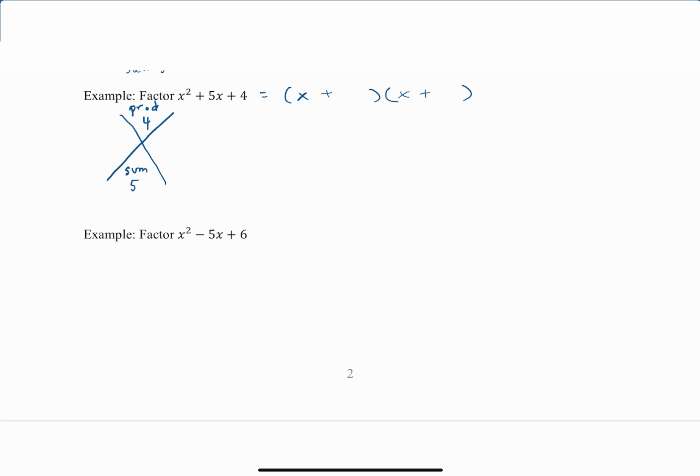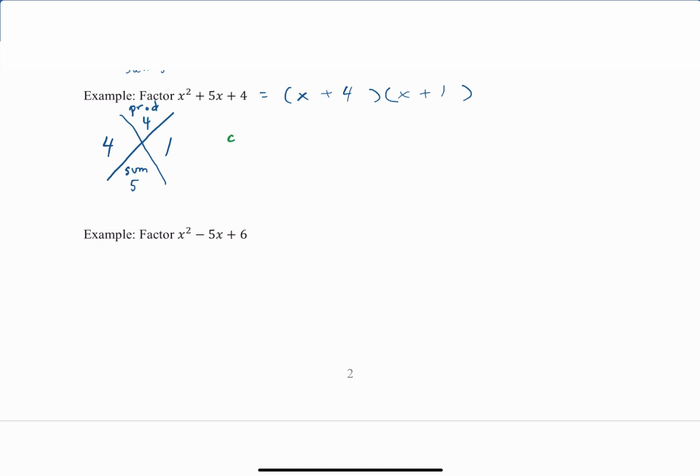So let's see, two numbers that multiply to be 4 and add up to be 5. So if they're going to multiply to be 4, it's either got to be 2 times 2 or 4 times 1. Well, 2 and 2 don't add up to 5, but 4 and 1 do. So those are the numbers I need. Those are the numbers that go in the parentheses.